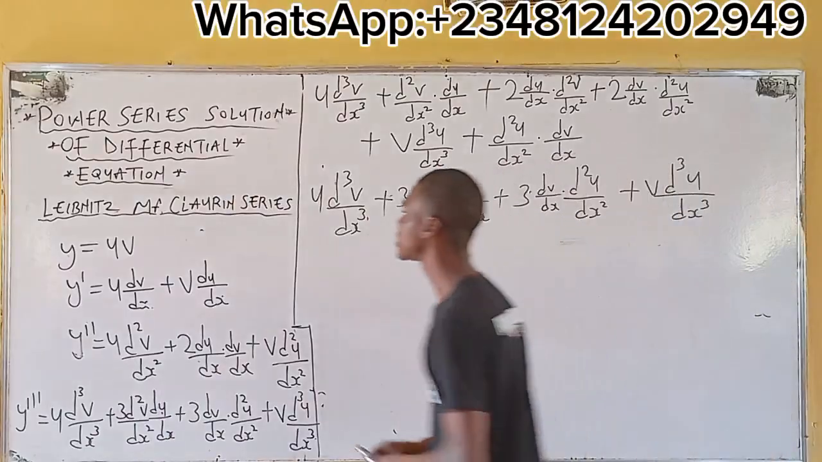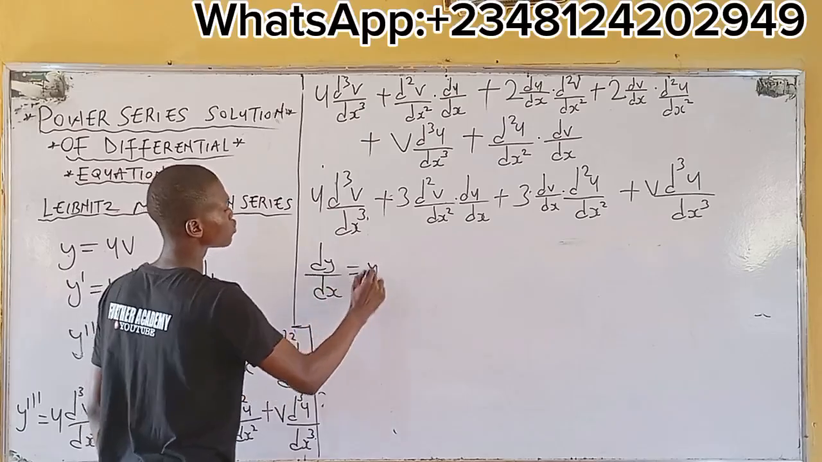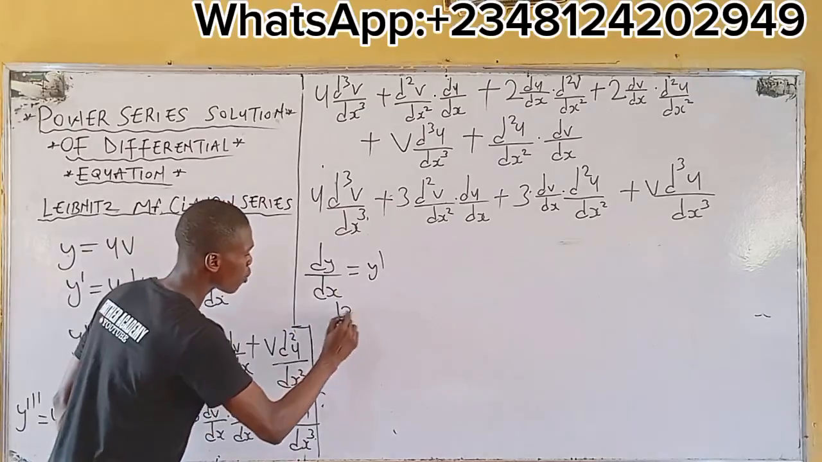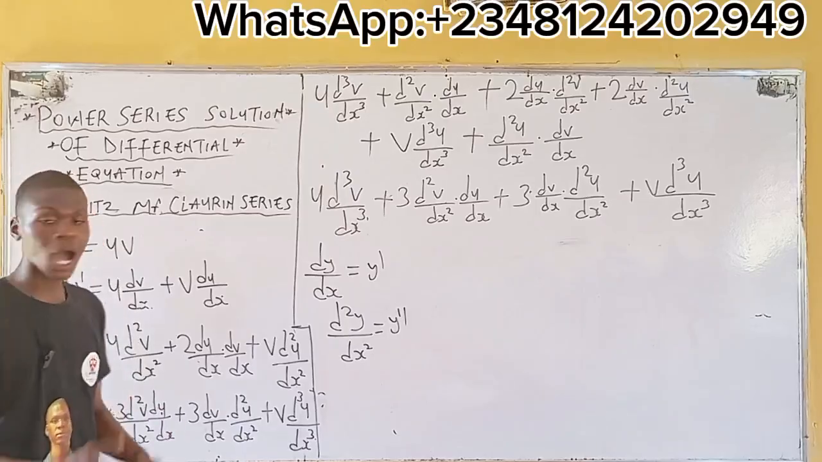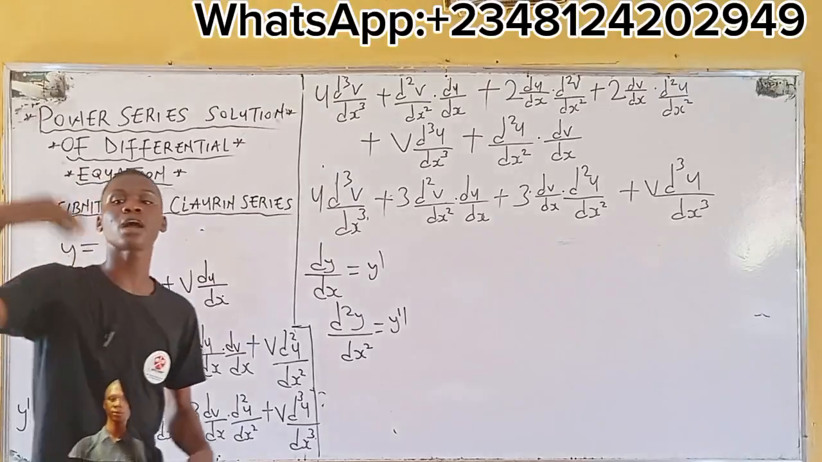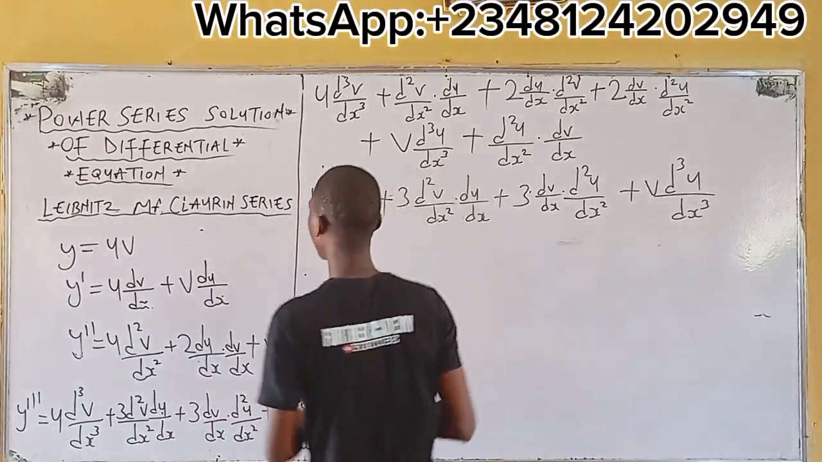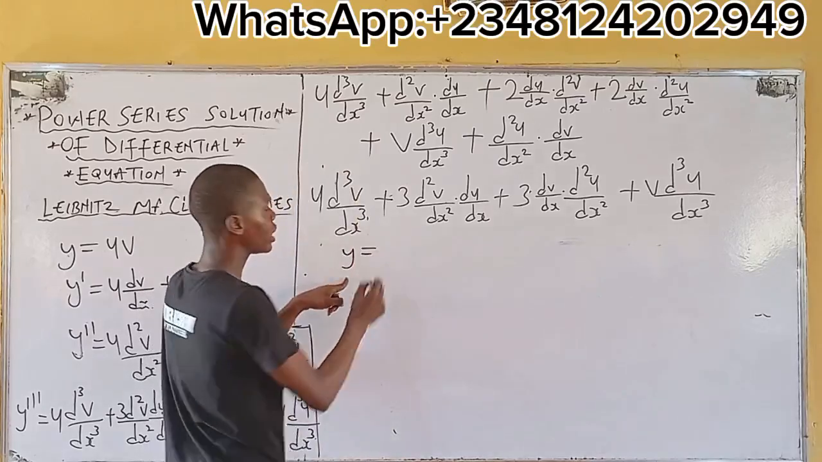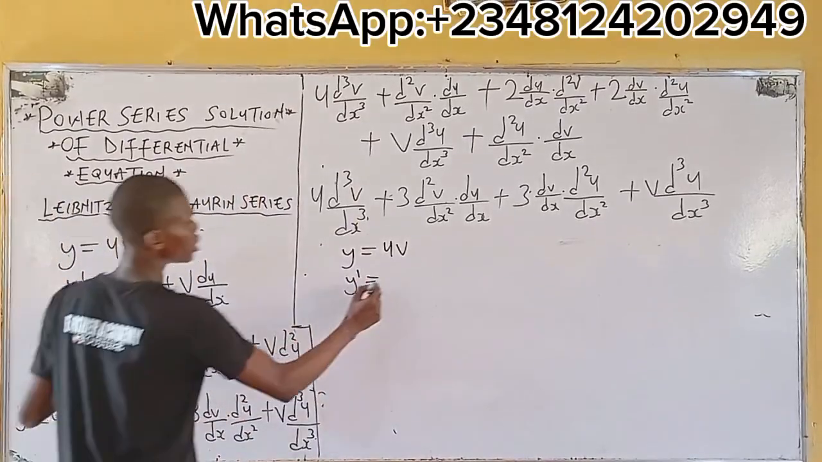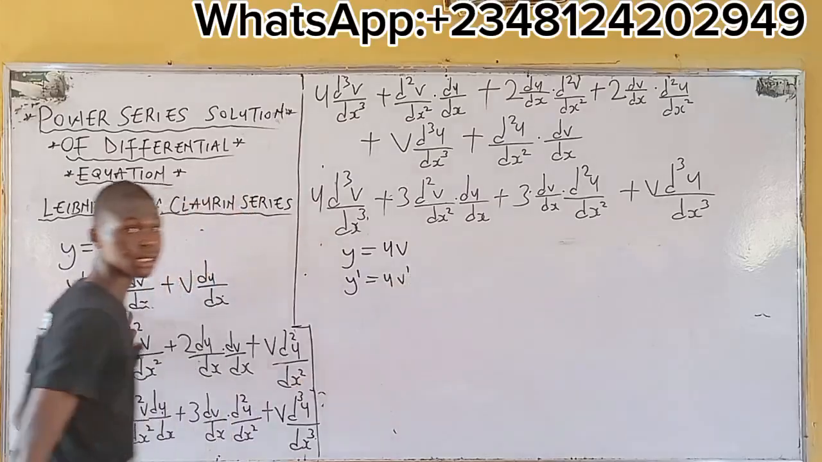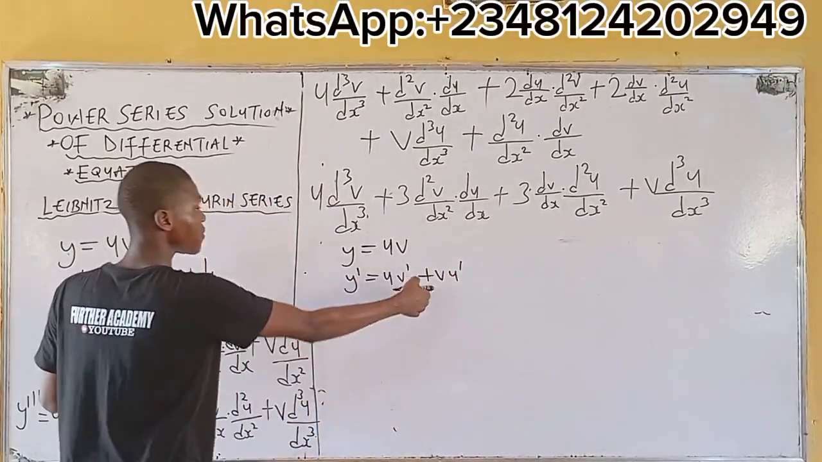Now up to this level, we can write dy over dx as y prime, d square y over dx square as y prime prime, d cube y over dx cube as y prime prime prime. Meaning, the given function is y equals to uv. Y prime becomes uv prime plus vu prime. This is the first derivative.